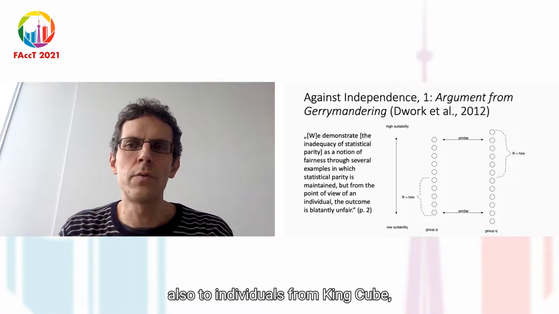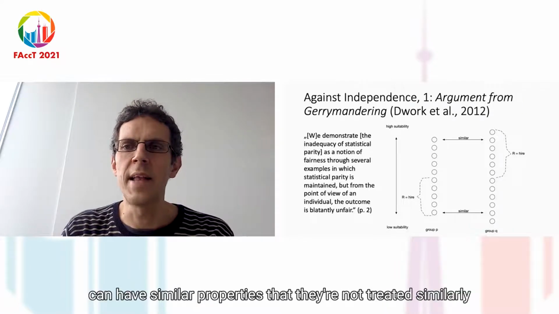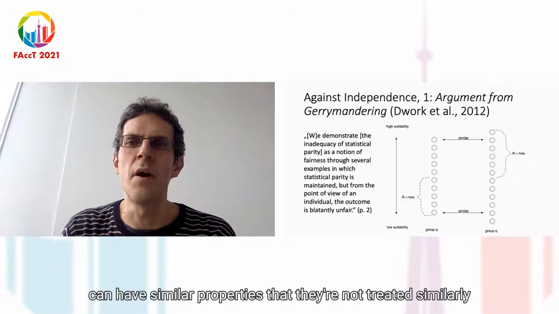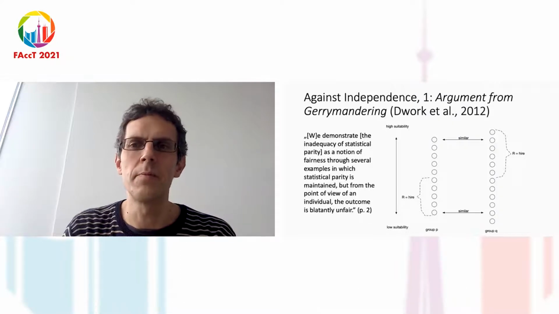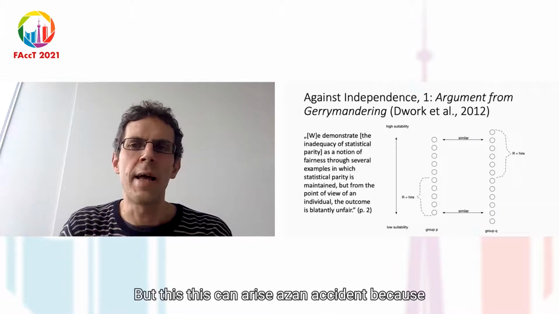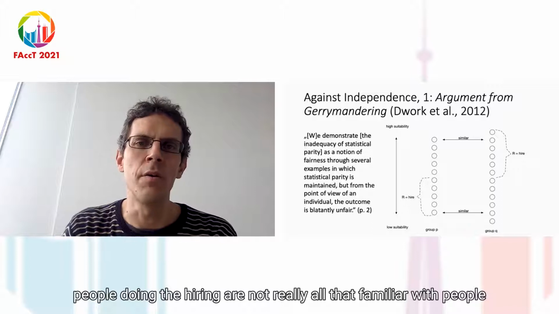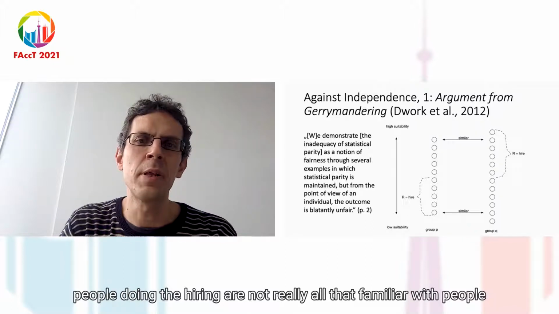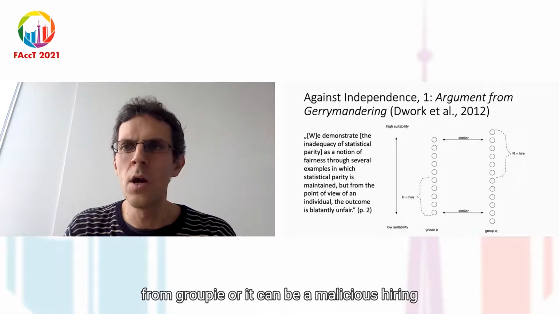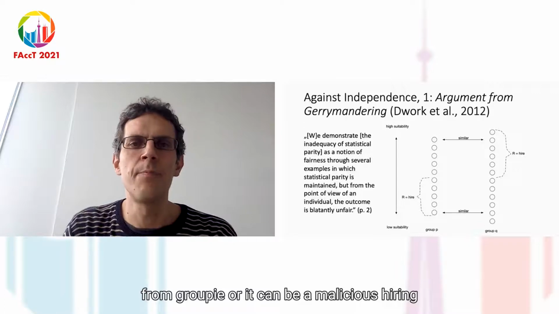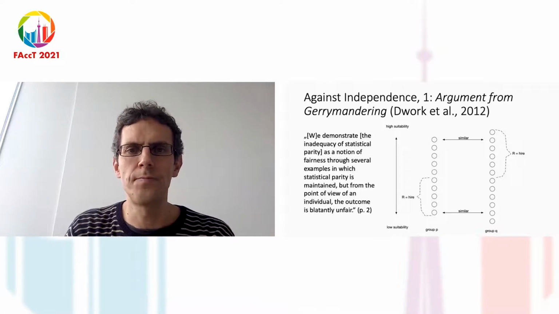Now, also, two individuals from P and Q can have similar properties, but they are not treated similarly. This can arise as an accident because the people doing the hiring are not really all that familiar with people from group P, or it can be a malicious hiring practice.